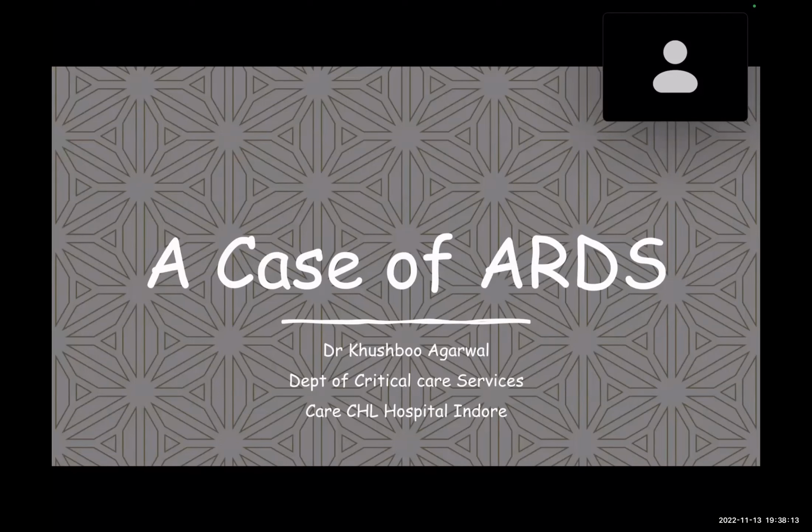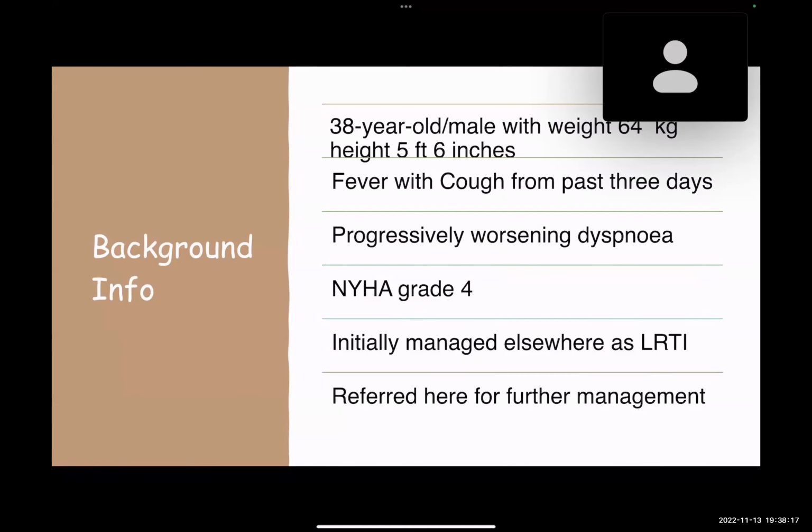Good evening, everyone. We are here discussing a case of ARDS. The case vignette goes like a 38-year-old male with a weight of 64 kg and height 5 feet 6 inches presented to our casualty with the complaints of fever and cough for past 3 days. He was initially managed elsewhere as LRTA, and he had progressively worsening dyspnea, which is now NYHA grade 4. He's referred here for further management.